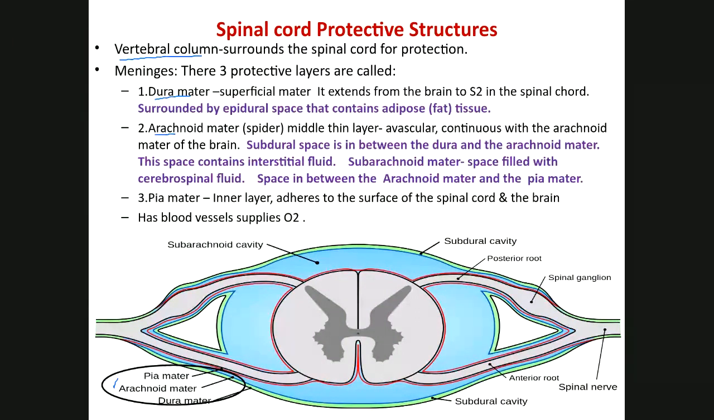So let's discuss other protective structures that exist in this region. First of all, there's a space out here, and that's called the epidural space. The epidural space contains adipose tissue. There's a space in between the dura mater and the arachnoid mater, and that's called the subdural space. You see this in green. What's located in there is called interstitial fluid. And then there's a big space underneath the arachnoid mater, between the arachnoid mater and the pia mater. That's called the subarachnoid space, and within that, there's cerebral spinal fluid.